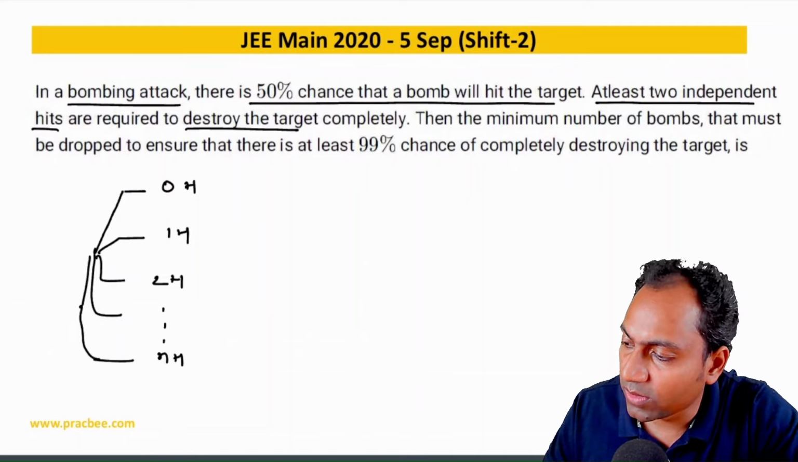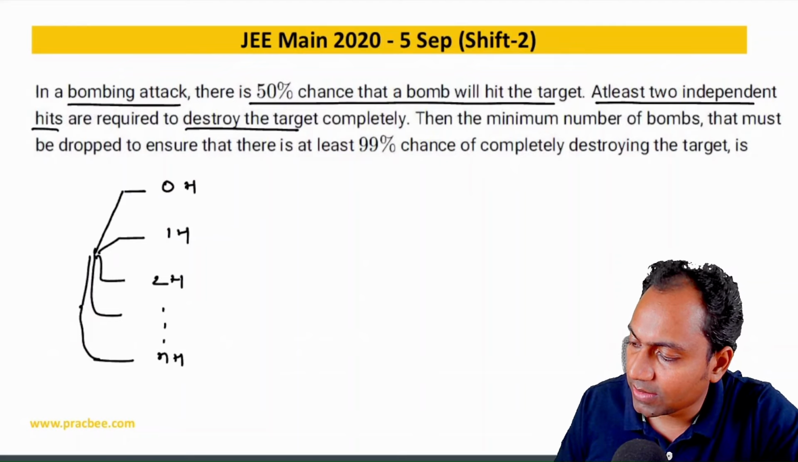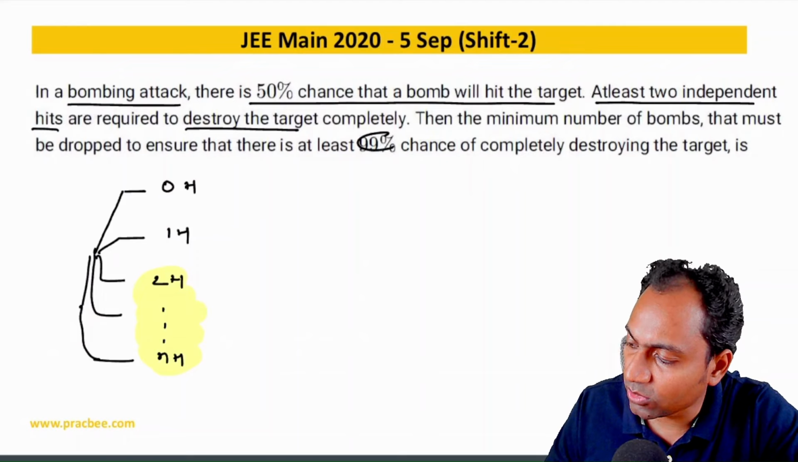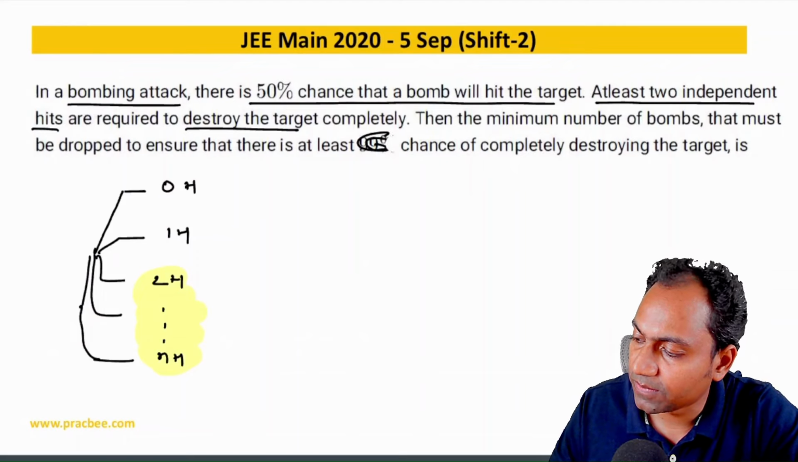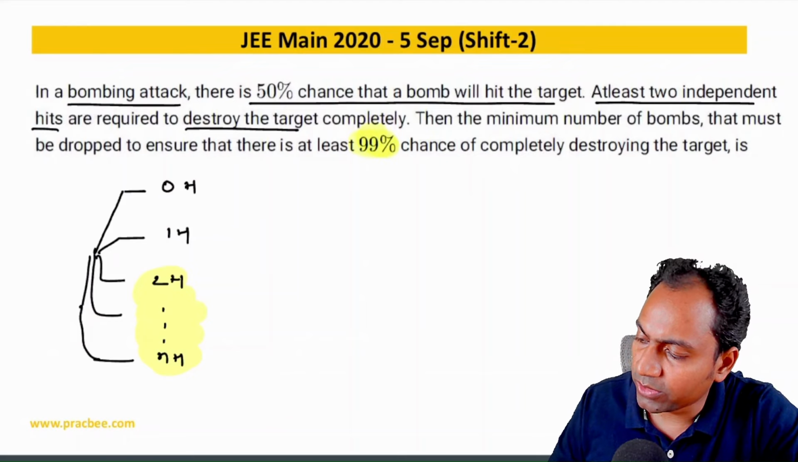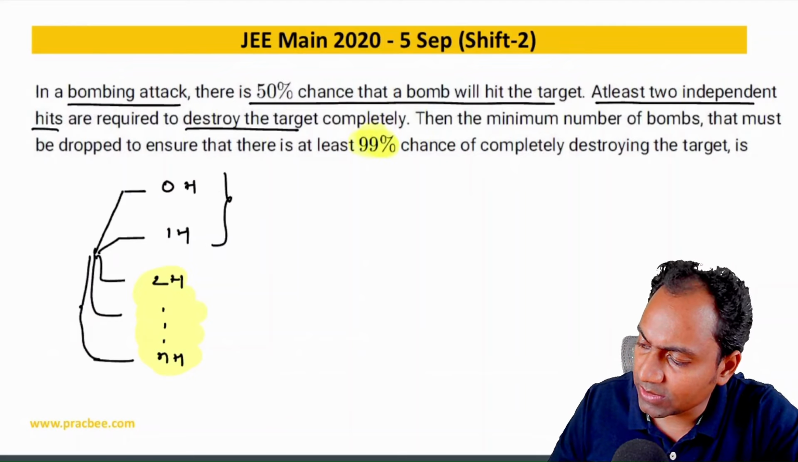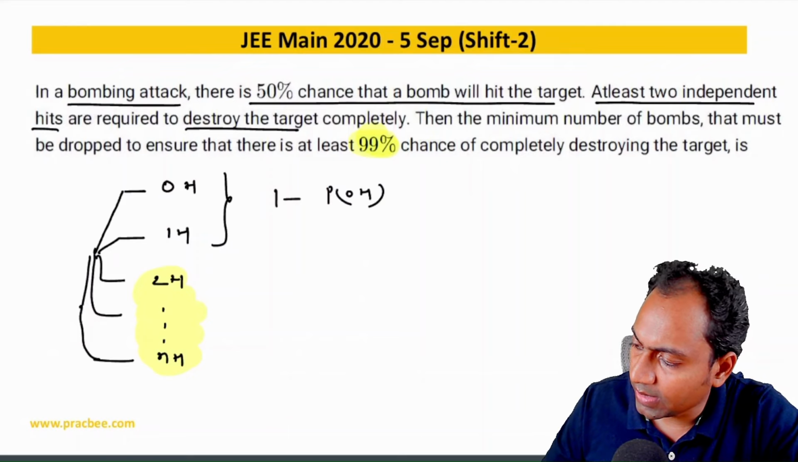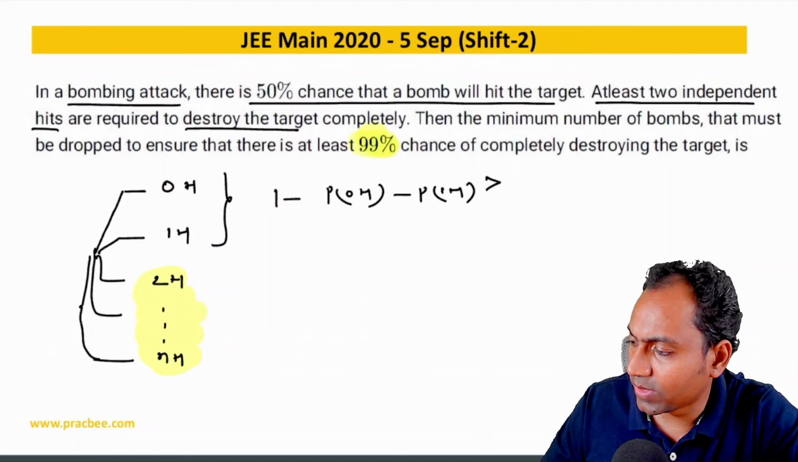So now what they want this time is basically that the probability of this part needs to be greater than or equal to 99%. This is given in the question. So what you need to do is, in order to do that, let us subtract from 1 the probability of 0 hit and the probability of 1 hit. This needs to be greater than or equal to 0.99.